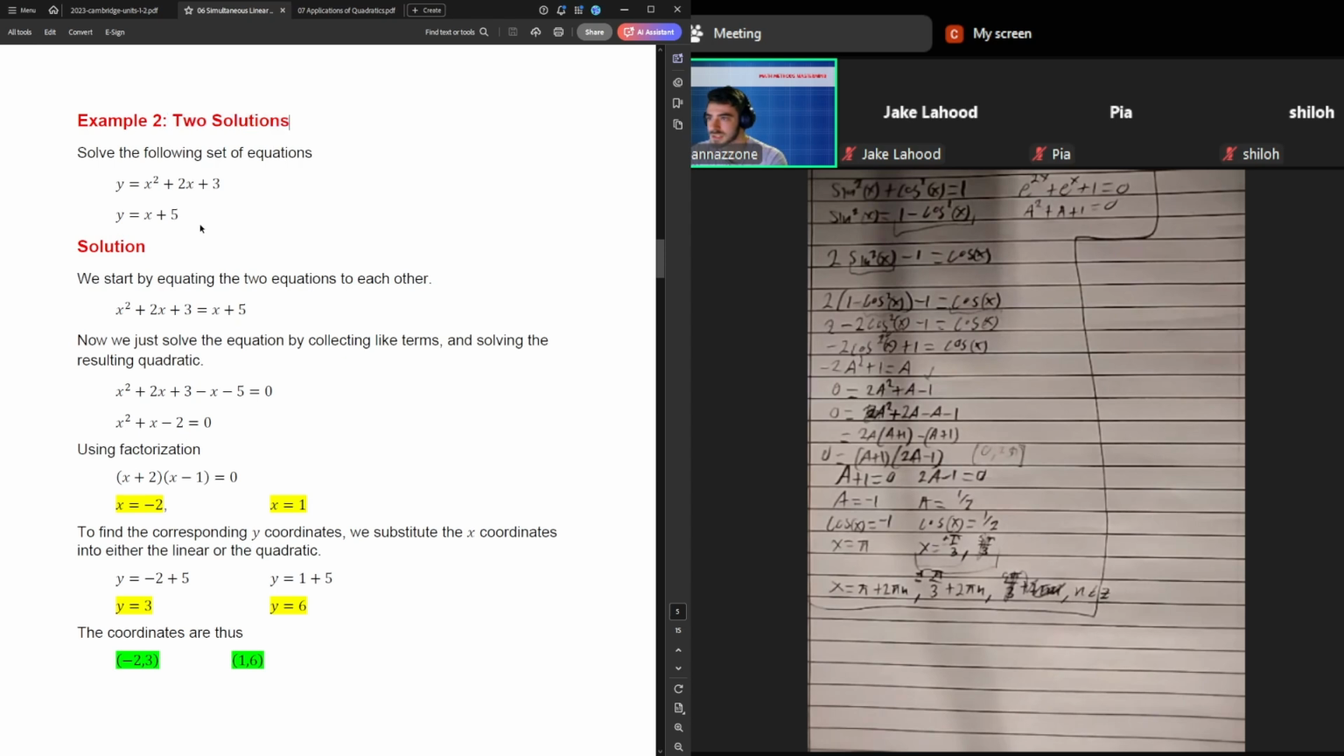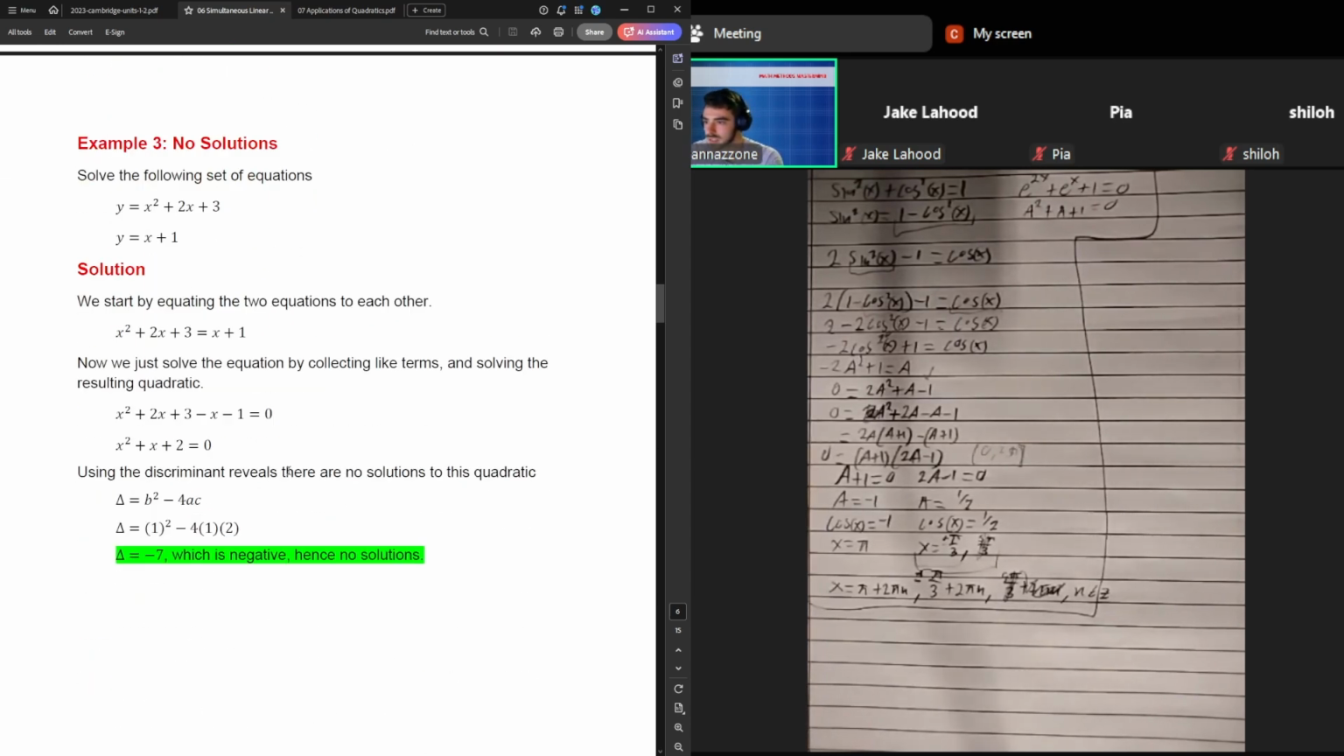So here's an example of where it would be two solutions. Again, equation 1 equals equation 2. Simplify, simplify, simplify. In this case, solved using factorization. You get two x values, and you get two y values from there. If there's no solutions, then you'll find that this quadratic will not be solvable, because if you take the discriminant of this thing, you'll find it's negative. Whenever you have a negative discriminant, there are no solutions.